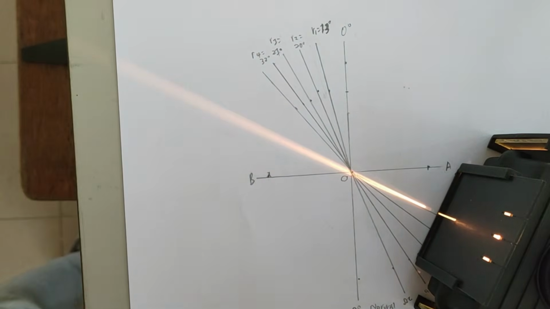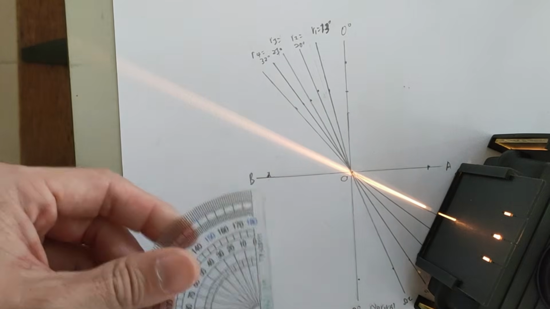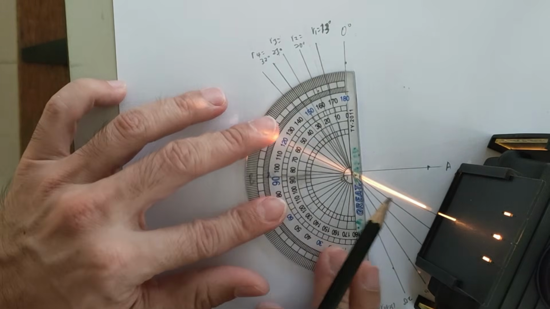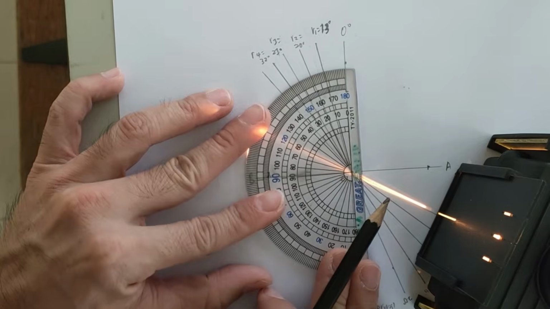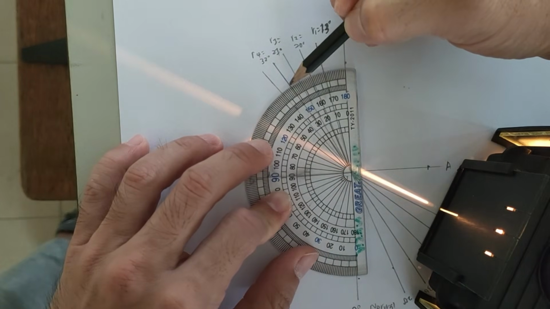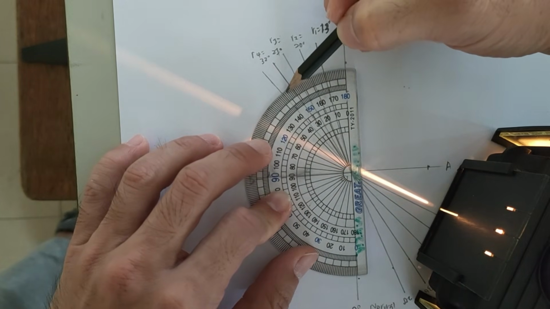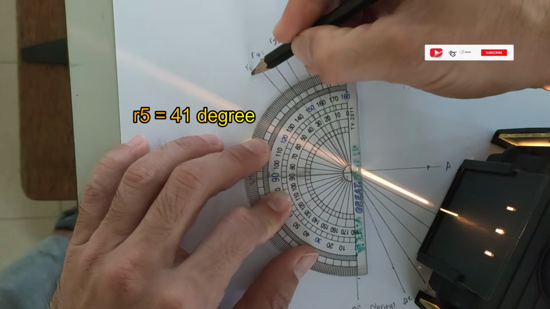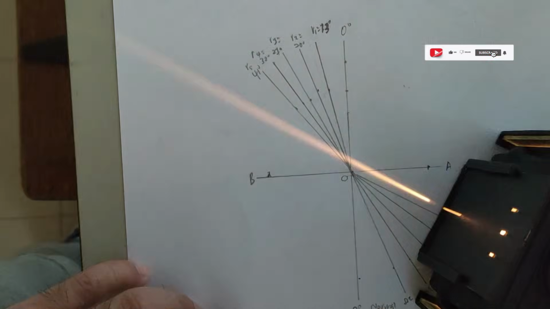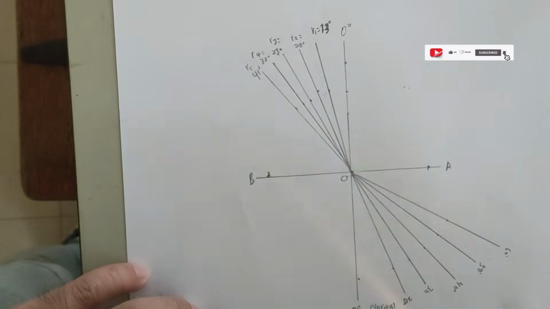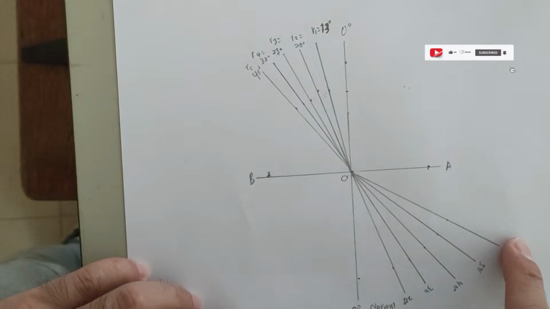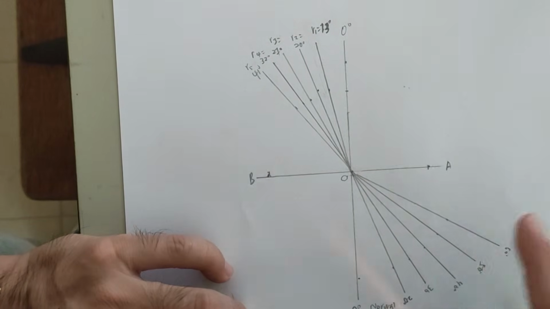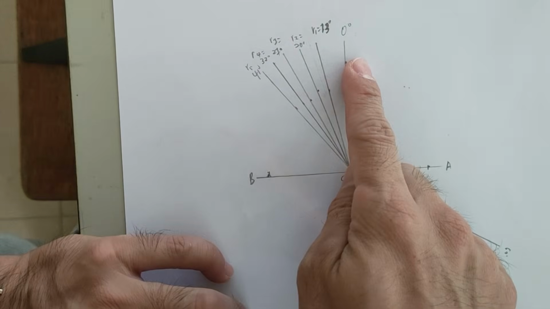Measure your fifth refracted angle here with your protractor. Okay, so the angle here is about 41. So after this, you may tabulate your incident angle and your refracted angle in your table.